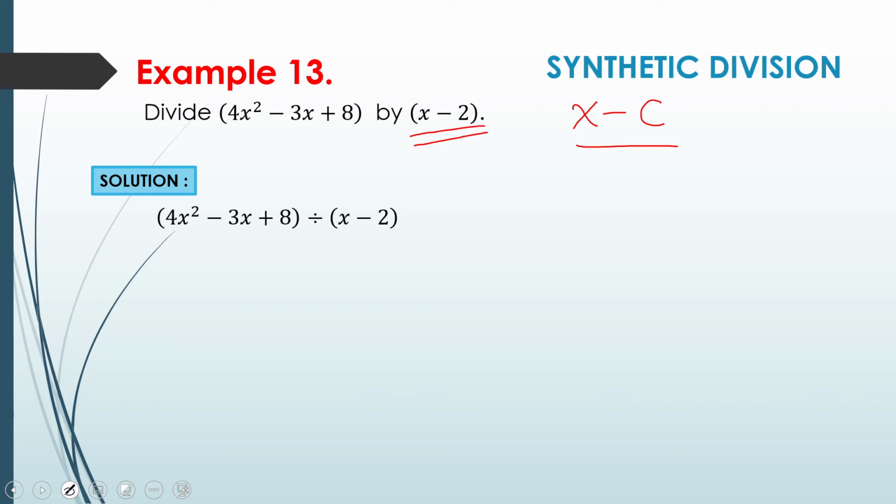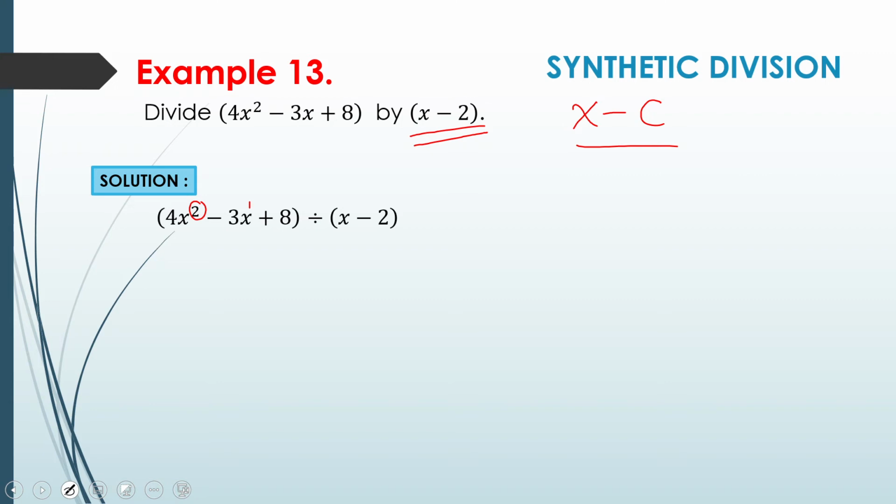And then next, you need to check whether the powers are in descending order. So let's check. Power is 2, power is 1, power is 0. So this is correct. Nothing is missing. If there is something missing, then you have to fill in the missing part. So the next step is you carry the coefficients.